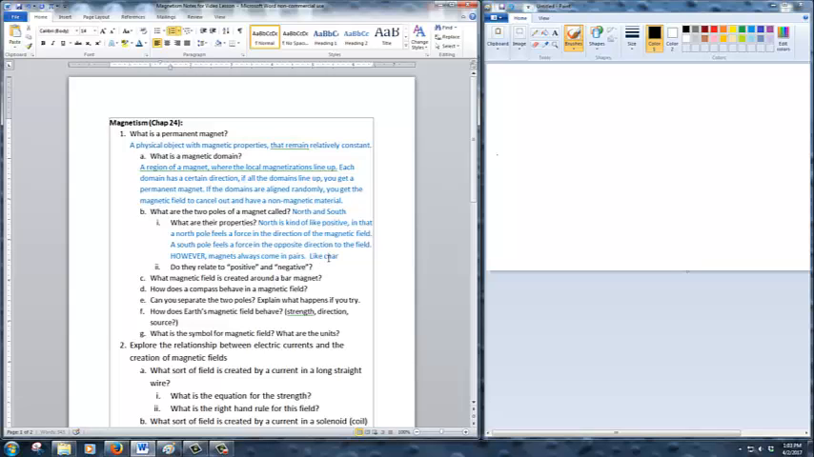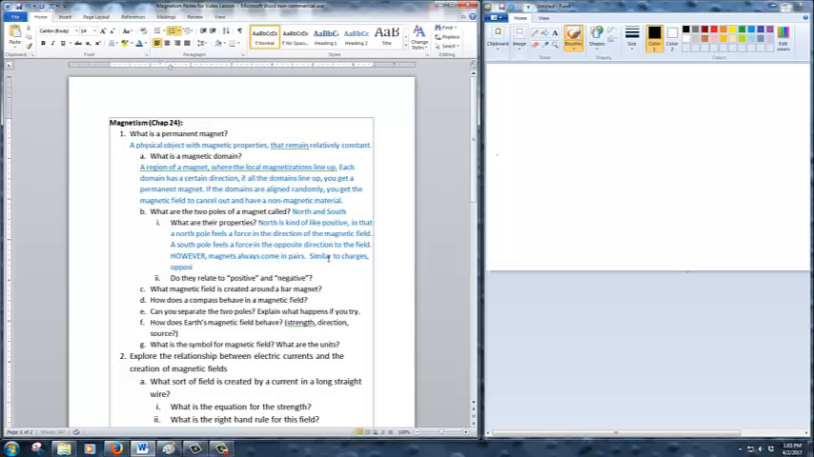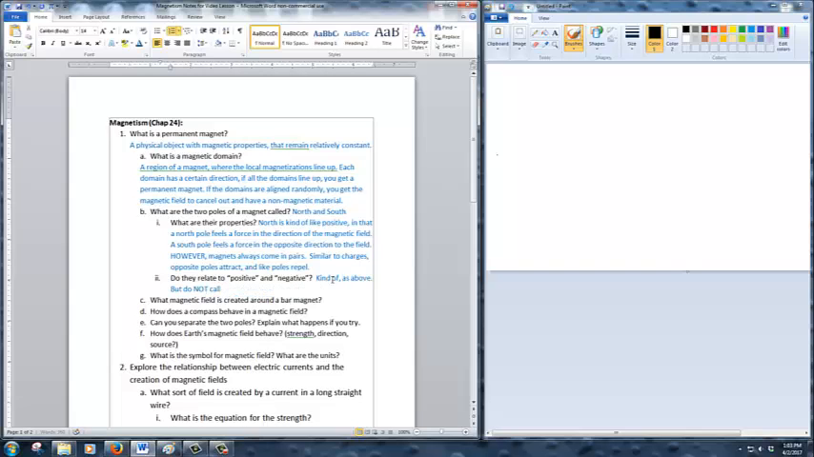And just like charges, I shouldn't say like charges, I should say similar to charges, opposite poles attract and like poles repel. So they have a lot of similarities to charges. Do they relate to positive and negative? So I'll say here, kind of as above, but do not call the poles of a magnet positive or negative. The surest sign that you don't know what you're talking about is if you say the positive side of the magnet. If you just say that, everyone's going to cringe and know that you haven't really studied enough to master this topic.